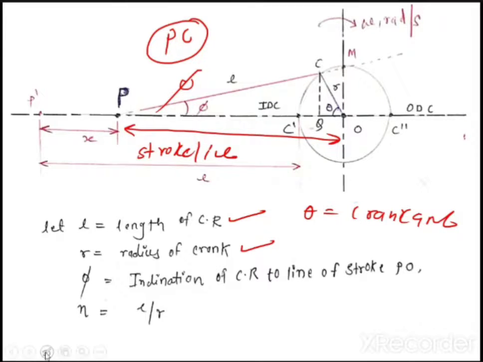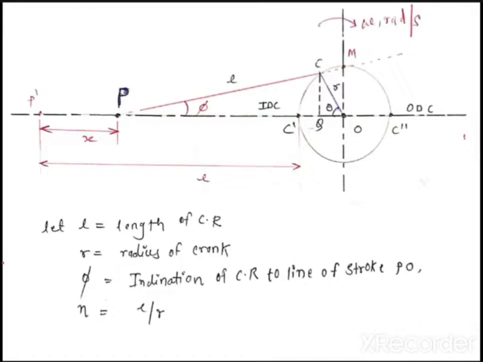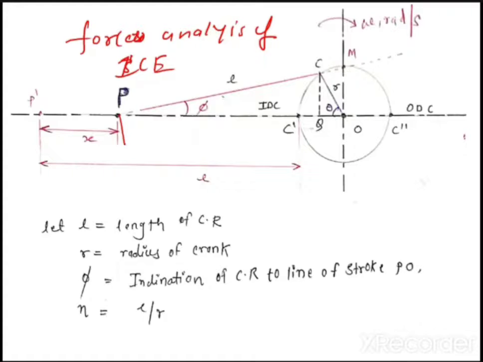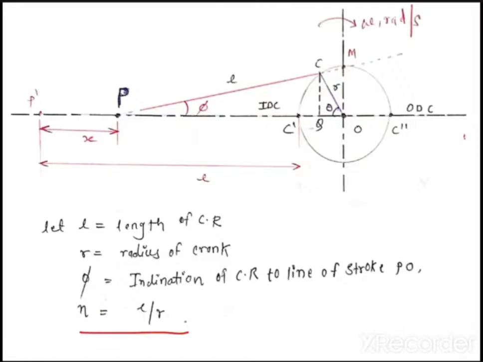See, unless you understand all these concepts, you are not able to go for the derivation. Go for the derivation means what? Basically, I have to do the force analysis of the slider or IC engine mechanism, or slider crank mechanism. Means what? I have to find out the force acting at this point P, the force acting on this PC, the force acting on this OC, the force acting on the crank, the force acting on the crankshaft. Everything I have to find out and do the analysis. And lastly, n is nothing but L upon r.